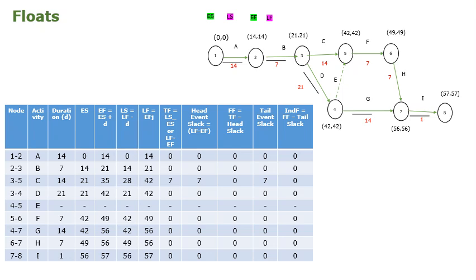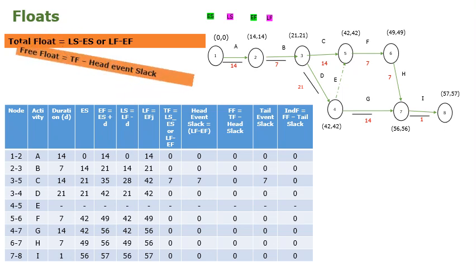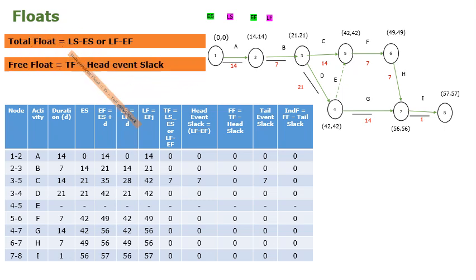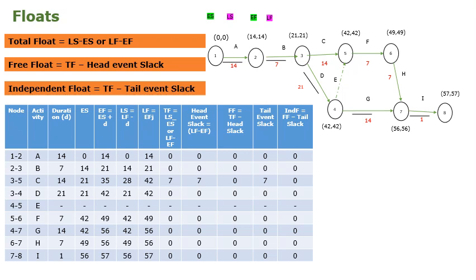After that, there are three other types of floats: free float, independent float, and interfering float. So what is free float and what is independent float? We can see them one by one. Free float can be calculated using the formula total float minus head event slack. Independent float can be calculated using the formula total float minus tail event slack.